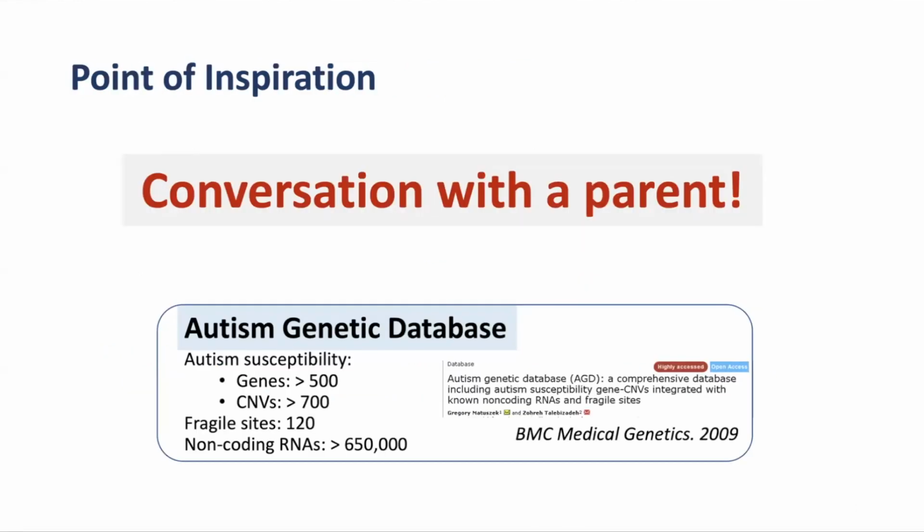I would like to share a story that triggered my interest in finding a way to incorporate community participatory research or patient-centered research in autism genetics research. In 2009, I developed a database to archive autism susceptibility genetic risk factors, including candidate genes, CNVs, fragile sites, and non-coding RNAs. One day, I received a call from a father of a son with autism.